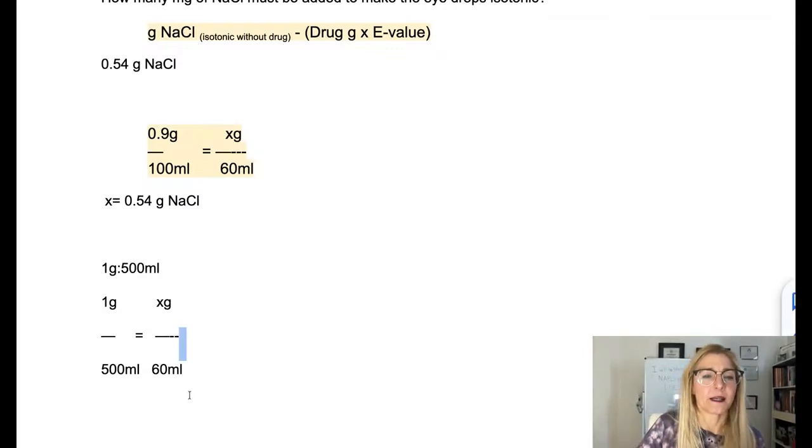So we, again, can do the same thing, cross multiply and divide. So 60 times 1 divided by 500, and we'll get the amount of grams of drug, or drug X?